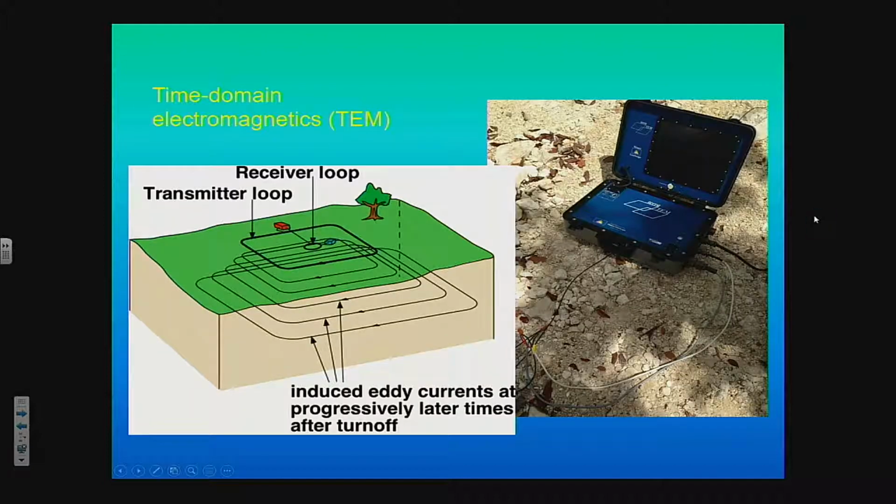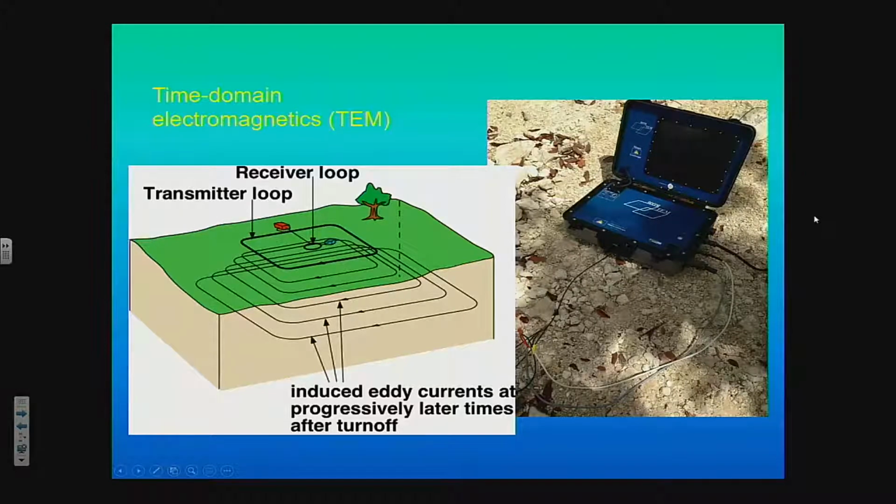Okay, so we're not going to do these methods, but I just wanted to show you what we've done in the past. We've done time domain electromagnetics. That's like the resistivity method, but it uses coils, big loops of wire, instead of pushing electrodes in the ground. It actually goes much faster, and it's a lot less work. But we couldn't acquire this equipment this year, so we won't be doing that method.